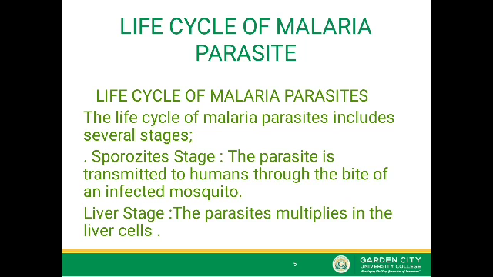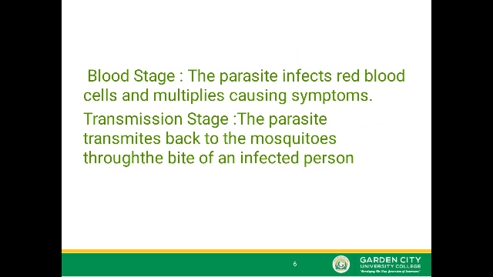The life cycle of malaria parasite includes several stages. We have the sporozoite stage. The parasite is transmitted to humans through the bites of an infected mosquito. Liver stage. The parasite multiplies in the liver cells. The blood stage. The parasites infect red blood cells and multiply, causing symptoms. Transmission stage. The parasite transmits back to the mosquitoes through the bites of an infected person. So these are the stages involved in the cycle of malaria parasites.